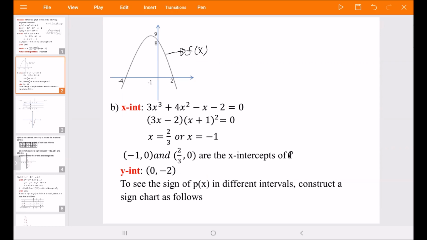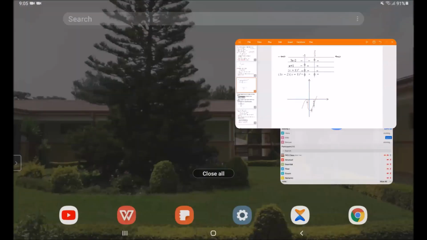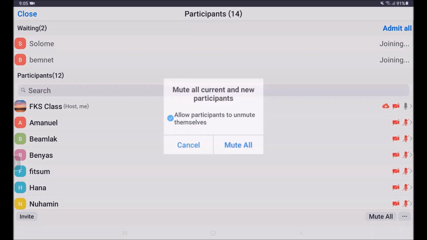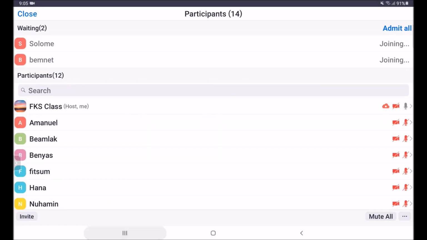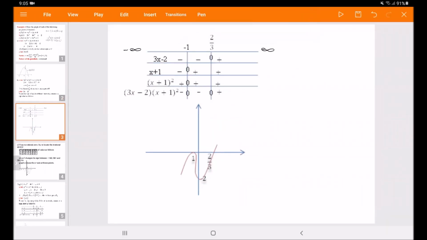Now, the sign chart, sorry. Okay, so sorry for the interruption.